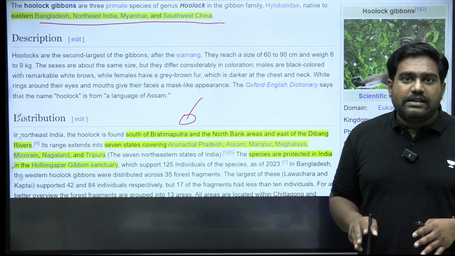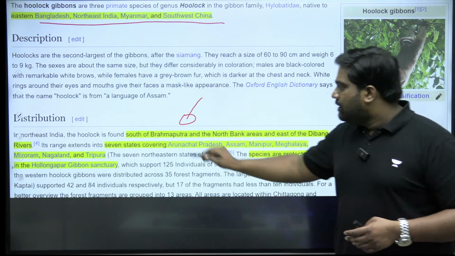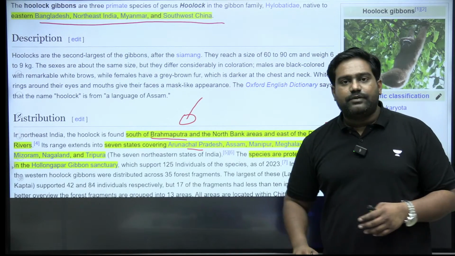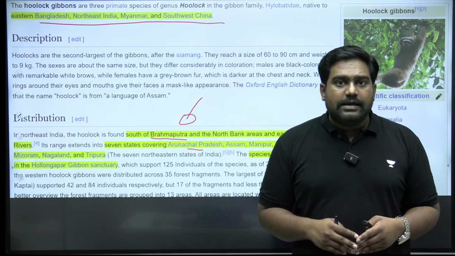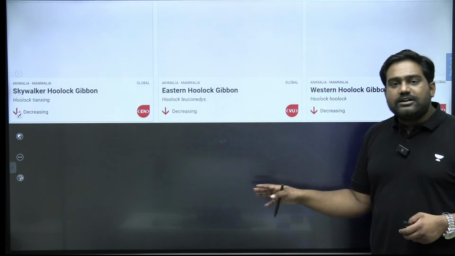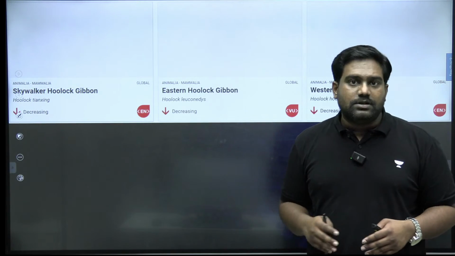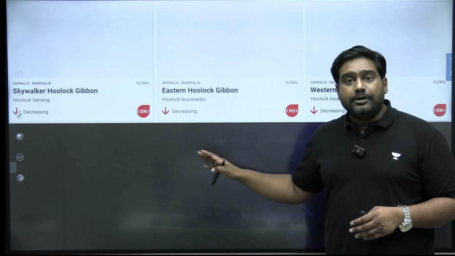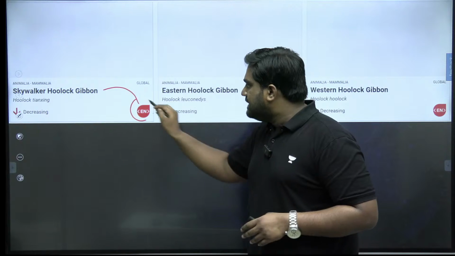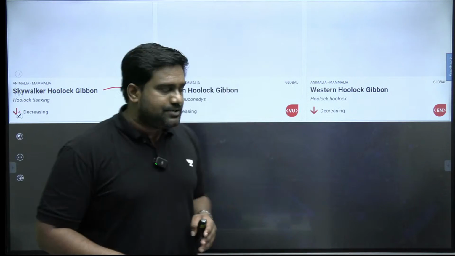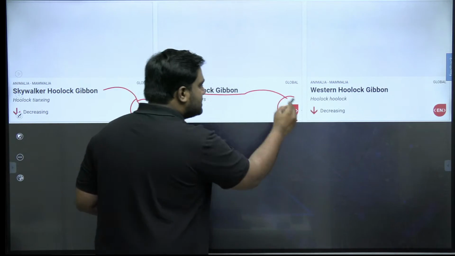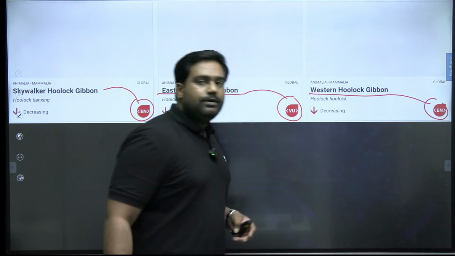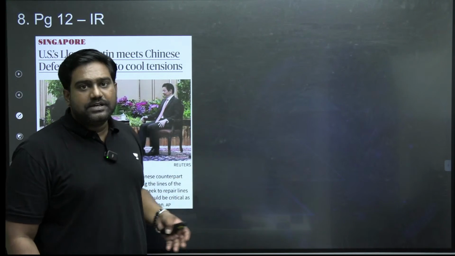The only ape found in our country is the gibbon, the Hoolock gibbon, found in Brahmaputra, Dibang Valley region across the northeastern states from Arunachal to Assam to Meghalaya, etc. So we have a dedicated habitat, the Hoollongapar Gibbon Sanctuary, and the 3 subspecies of the gibbon, they're all threatened. The Skywalker Hoolock gibbon is endangered on the IUCN Red List. Eastern Hoolock gibbon is vulnerable, and Western Hoolock gibbon is also endangered. These are the 3 subspecies of the gibbon.